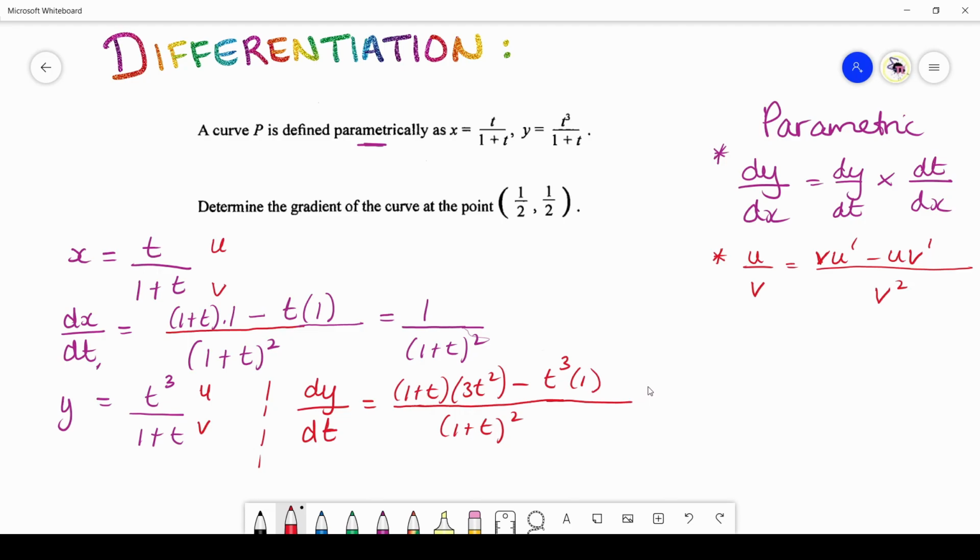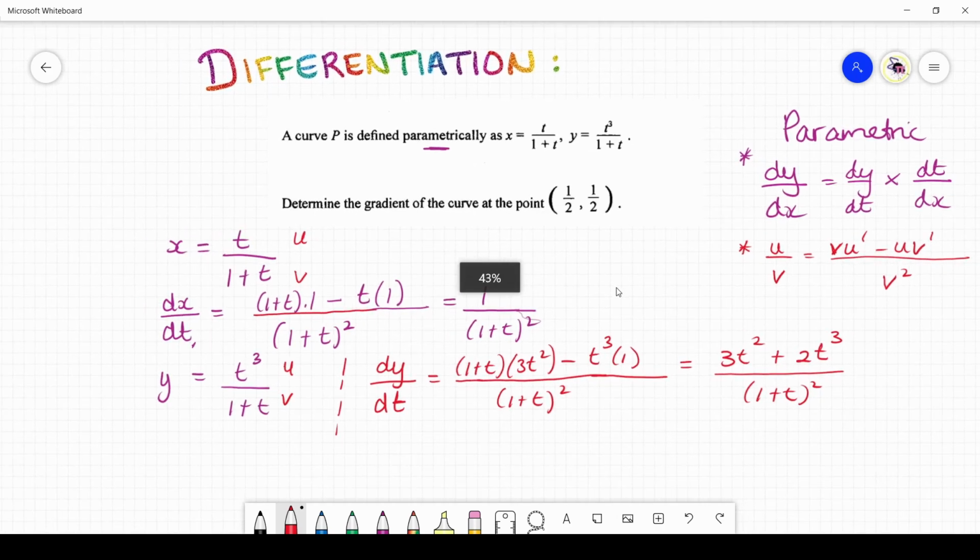So let's see what's happening on the numerator here. Expanding the top, we'll get 3t squared plus 3t cubed minus t cubed. So 3t cubed minus t cubed gives us 2t cubed. So on top there, we have 3t squared plus 2t cubed. And on the bottom, we have 1 plus t all squared. I'm not going to factorize these terms just yet because I'm not sure what's going to happen when I use my product rule. So let's see first, and we'll figure it out as we go along.